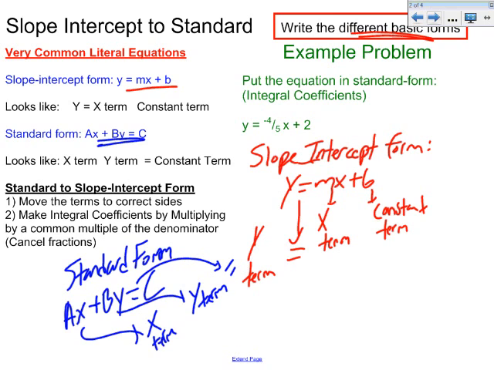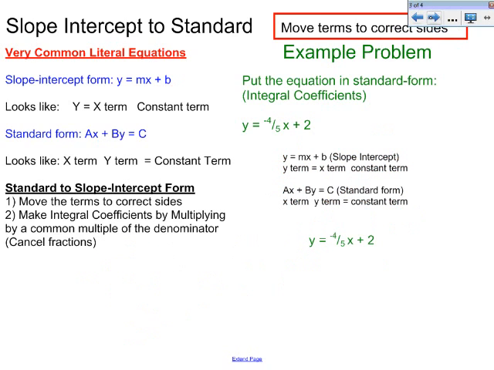So in this particular problem, if you look at it, it's y equals negative 4/5 x plus 2. So this is y term, equals, x term, constant term. So this is in slope-intercept form. What it's saying to do is change it from slope-intercept form to standard form with integral coefficients.